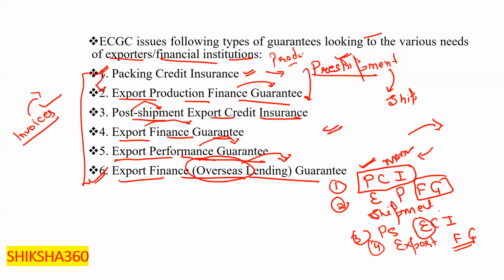So these are the 6 guarantees which are provided by the ECGC to the banks. Hope it is clear to all of you how we can remember all these guarantees.